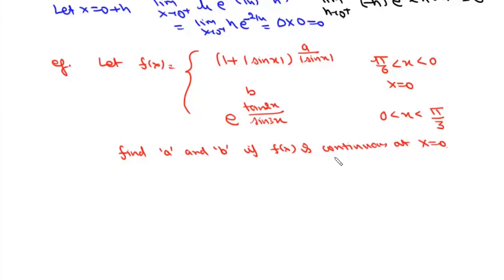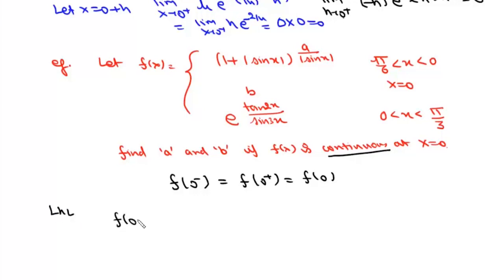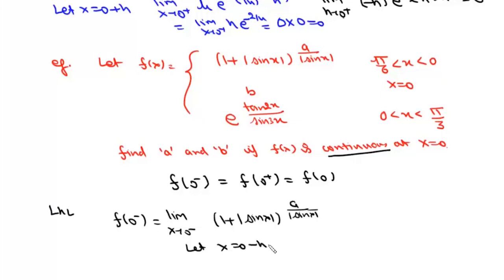Now in this question, it is given that this function is continuous. So we have to find the value of a and b. And we know that this function will be continuous if its left hand limit at 0 will be equal to its right hand limit and will be equal to its function value. Now we'll find its left hand limit. Its left hand limit will be this f0 negative, which is this limit x tends to 0 negative (1 plus mod of sin x) to the power a upon mod sin x. Now we let x as 0 minus h.